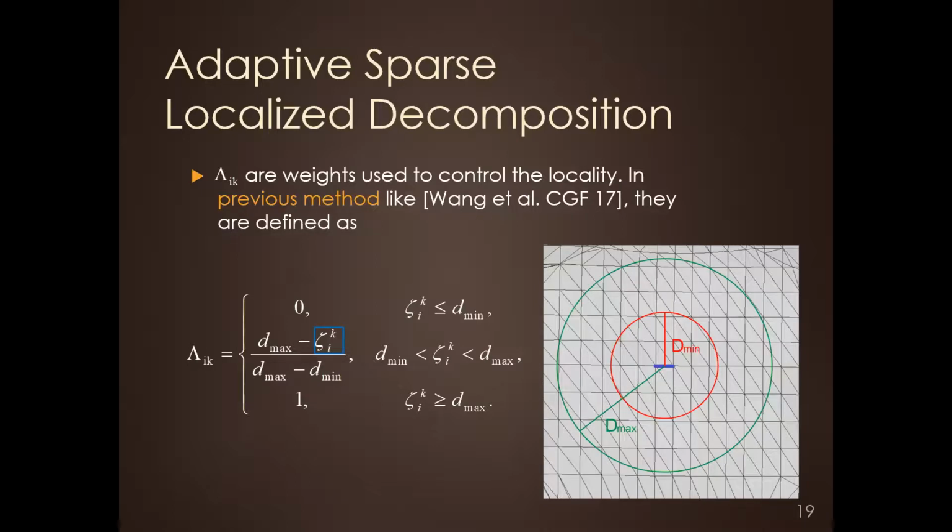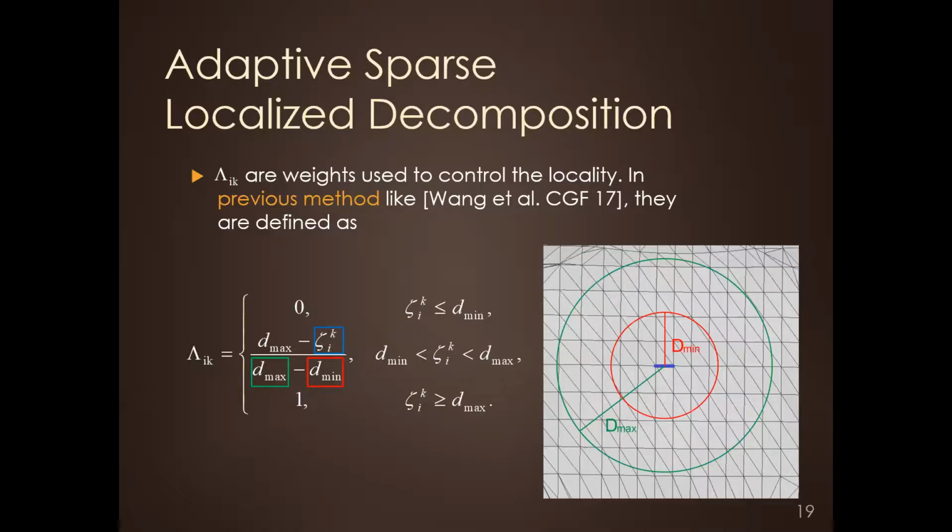In previous methods, lambda ik is defined as below, and it takes the geodesic distance between 2 points as input as the zeta ik in the blue square. Dmax is the outside radii of the support of a component. The entry with the distance larger than it will suffer fully sparse constraint. And Dmin is the inner radii of the support, and the entry with the distance smaller than it will suffer no sparse constraint.